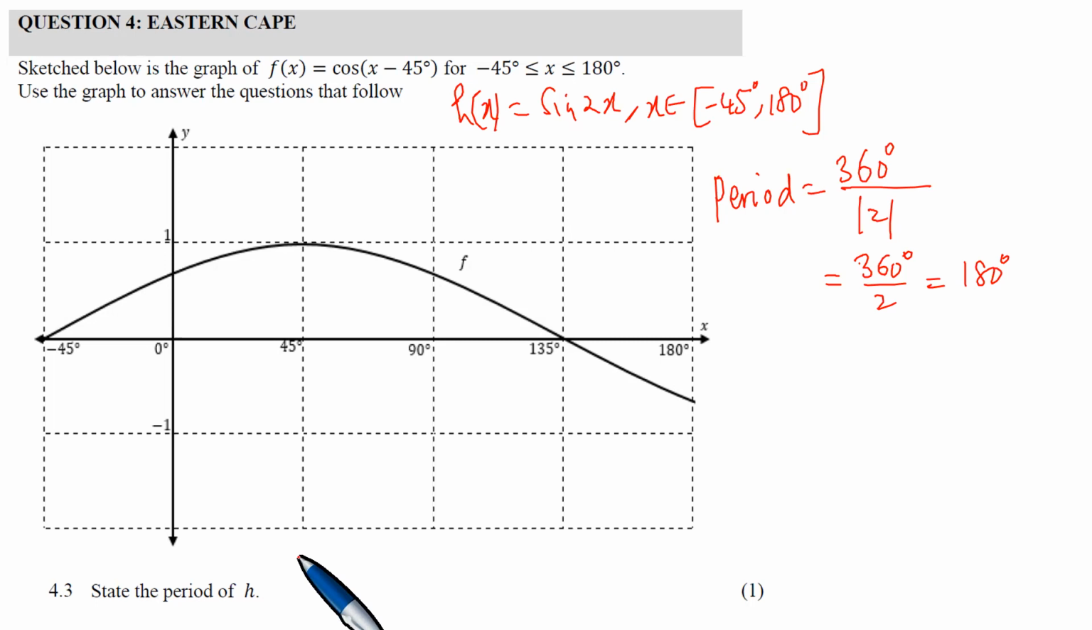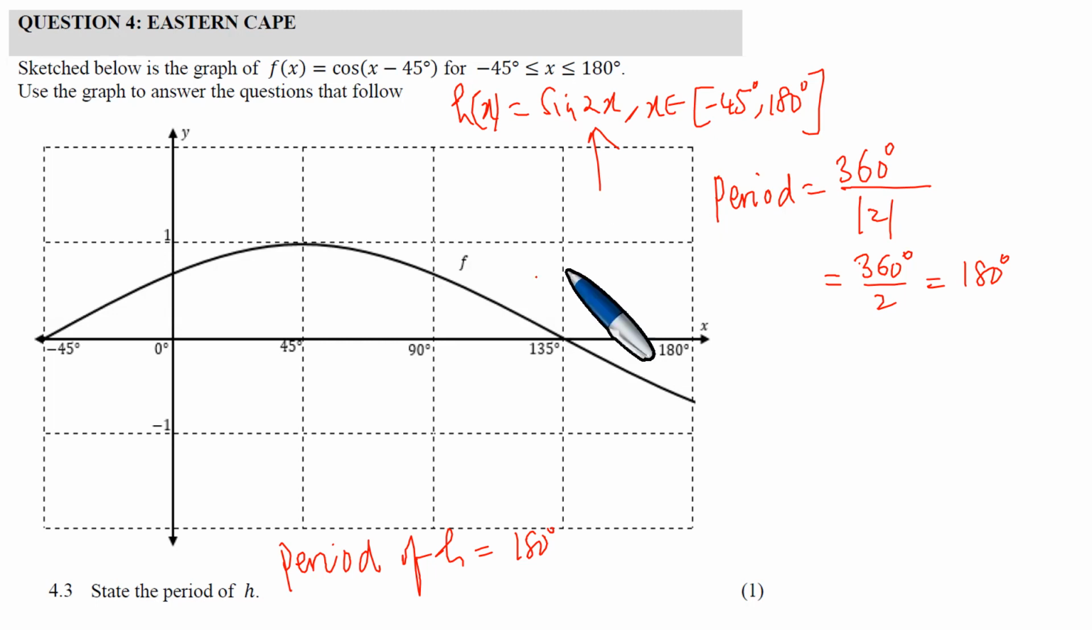Note that the period is not dependent on the numbers that are here. The period is determined by how the graph is transformed from the standard 360-degree period. So in other words, the period of h is 180 degrees. Why? Because we take 360 and divide by the number 2. You get the point? Okay.